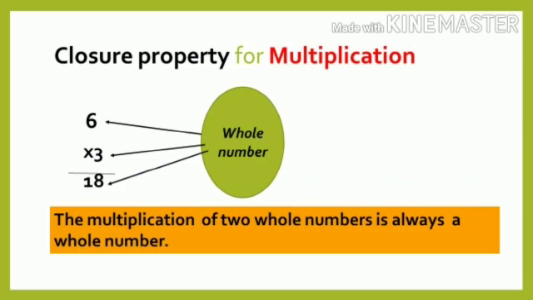Closure property for multiplication. Here we have taken two numbers, 6 and 3. 6 and 3 both are whole numbers, and the product of these two numbers is 18. So we can say that the product of two whole numbers is always a whole number.